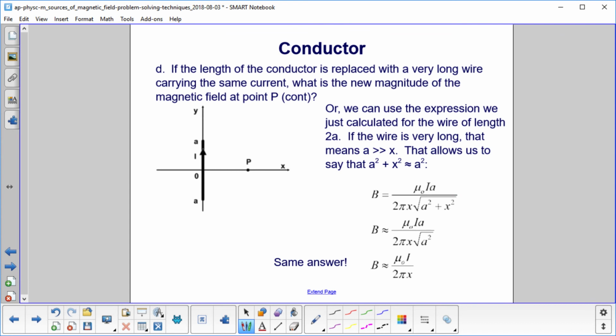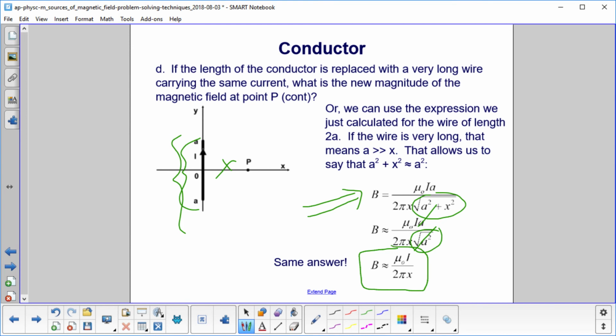Another way of doing this is to use the expression we just calculated for the wire of length 2a, this guy right here. If the wire is very long, that means that a is going to be much, much greater than x. Therefore, wherever we have a squared plus x squared, we'll go ahead and replace that with a squared. So here's our formula for the wire of length 2a. And what are we doing here? We're going to look at this guy right here, replace that with just the square root of a squared. Well, that of course is a. That cancels out this a up here. And we get the same answer, which is very nice: mu0 I over 2 pi x.